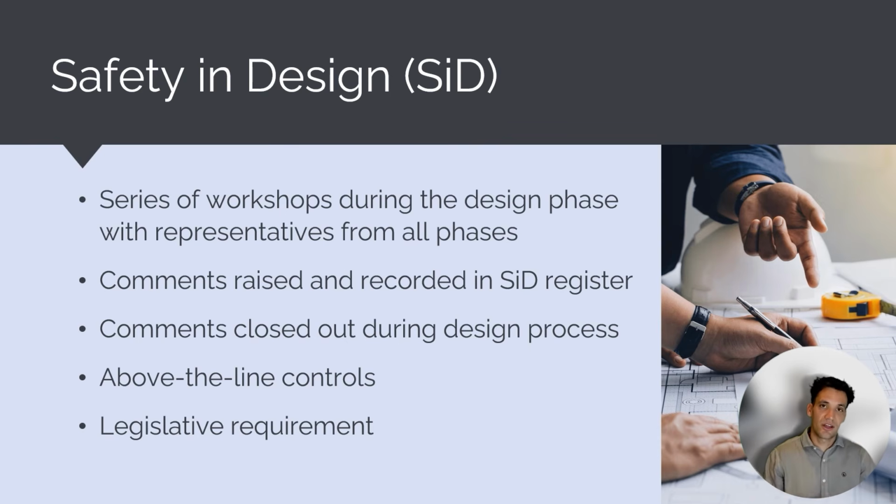So safety in design is a series of workshops held during the planning and design phase of a project where different team members throughout the entire life cycle of the project, so during construction, commissioning, operations, and maintenance, all come together and we run these workshops to identify all of the potential hazards across the different phases of the life cycle. These comments are recorded in a register called the Safety and Design Register, and these comments need to be closed out during the design phase. So all of these potential hazards need to be addressed.